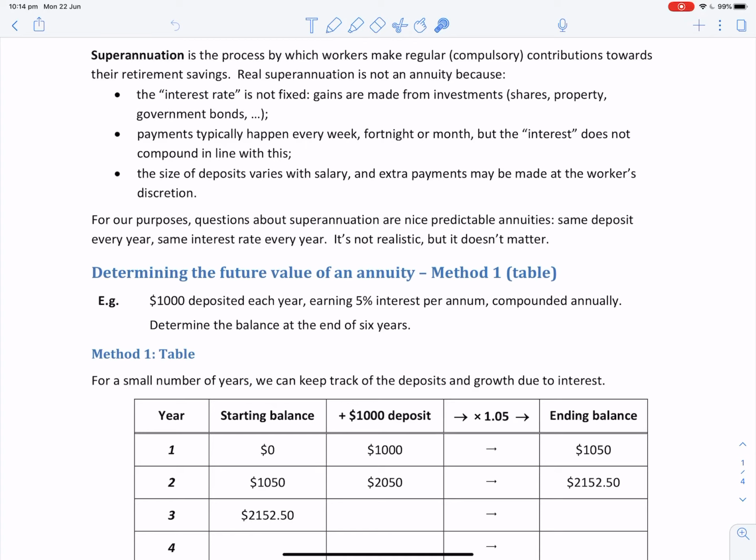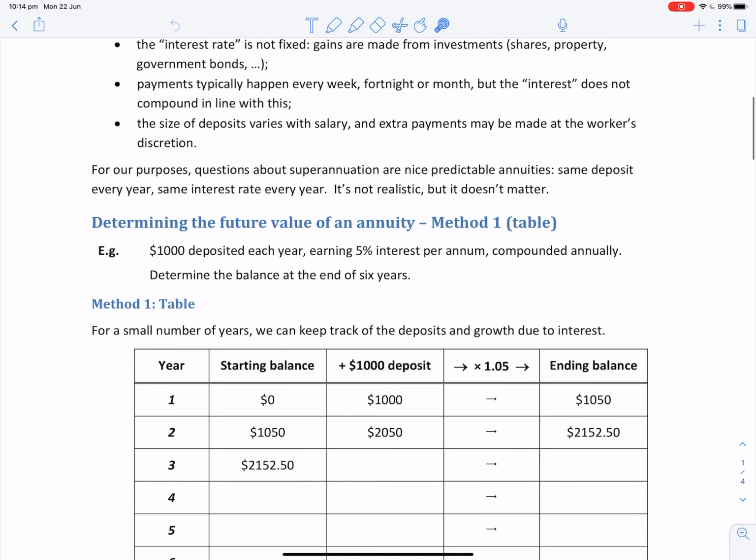Superannuation, this is for student interest. Superannuation is a process by which workers make regular contributions towards their retirement savings. Real life differs from what we're doing here because of changes in interest rate, changes in payments, etc.